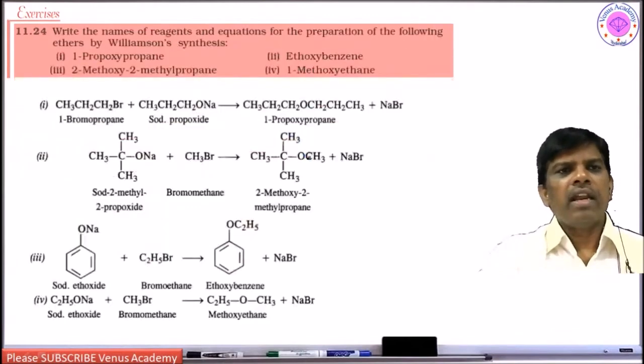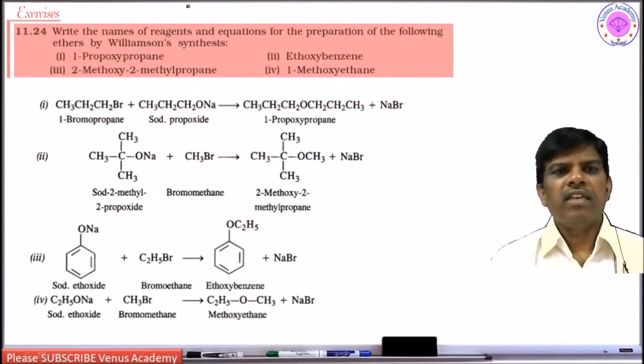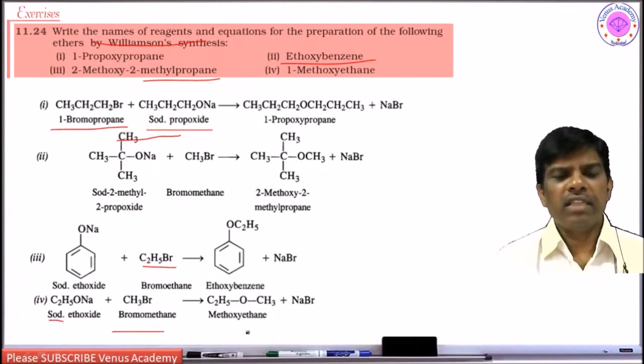Next, write the names of reagents and equations for the preparation of the following ethers by Williamson synthesis. 1-propoxypropane: how to prepare? 1-bromopropane and sodium propoxide. Then ethoxybenzene: how to prepare ethoxybenzene? Ethyl bromide you have to take. Then 2-methoxy-2-methylpropane: sodium methoxide and bromomethane you will get methoxyethane.